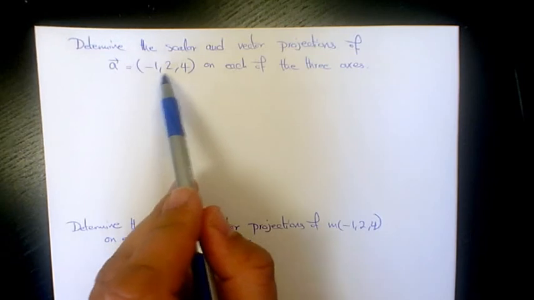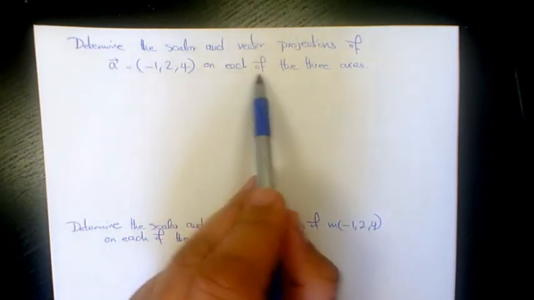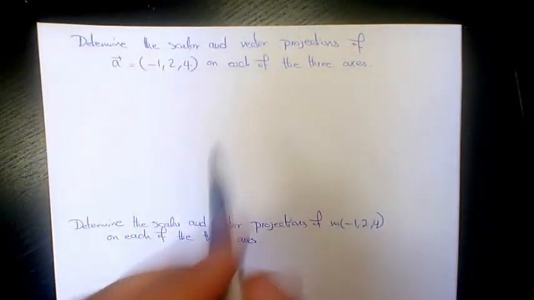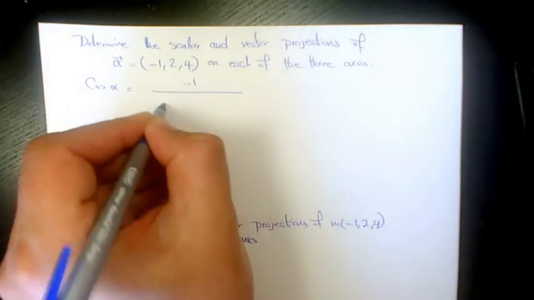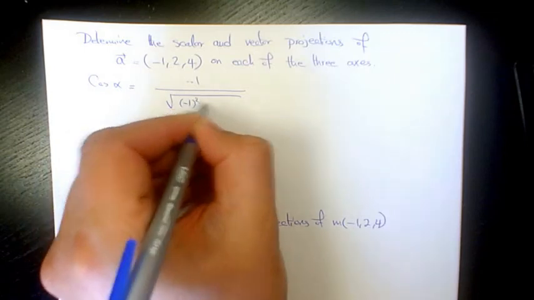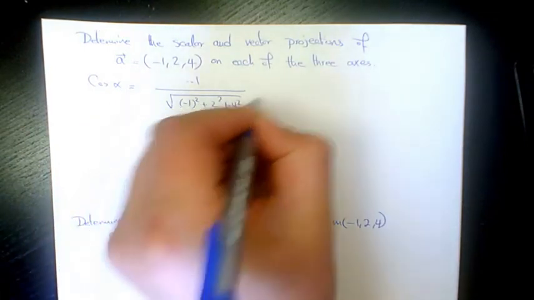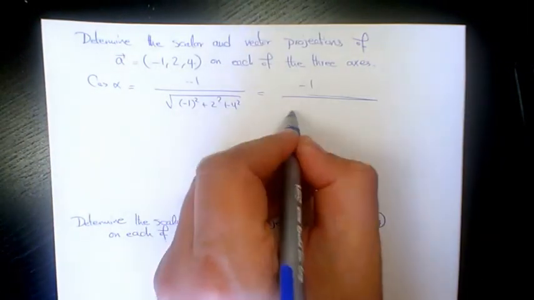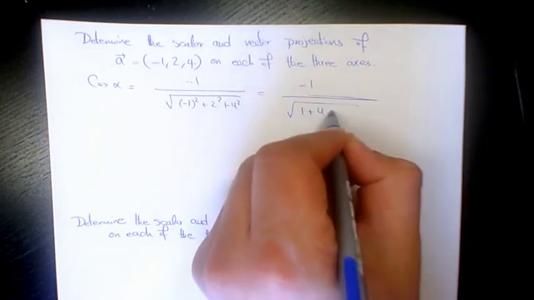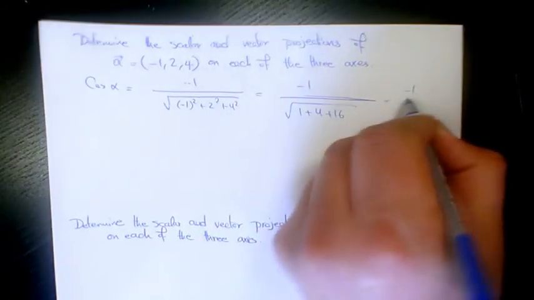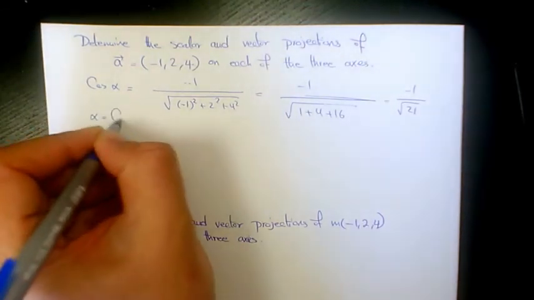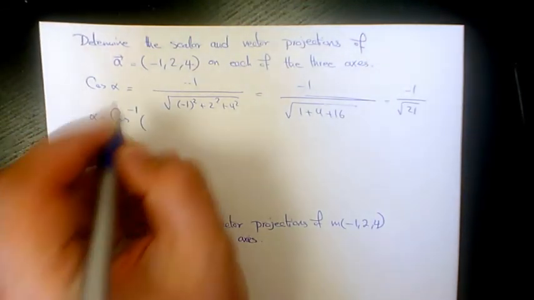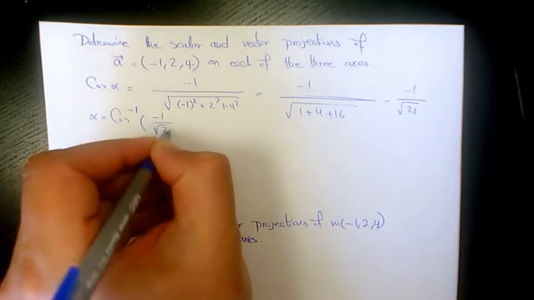In this example, it says determine the scalar and vector projection of a, negative 1, 2, and 4 on each of the three axes. We had it before. It's going to be cosine alpha equals negative 1 over square root of negative 1 squared plus 2 squared plus 4 squared. That will be negative 1 over 1 plus 4 plus 16, negative 1 over square root of 21. So alpha is going to be cosine inverse of negative 1 over root 21.